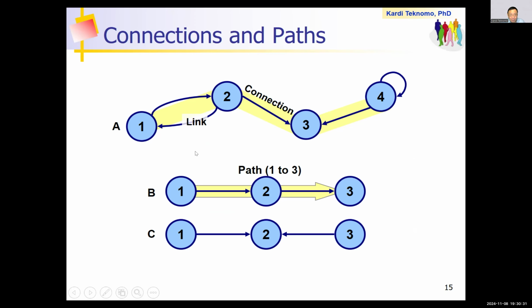Say for example, from node 1, you can go to node 2, right? From node 3, can you go to node 2? In this example, you cannot. So this is just a connection, and this is the path. The path is basically you can trace where you go, from 1, 2, and then you go to 3.